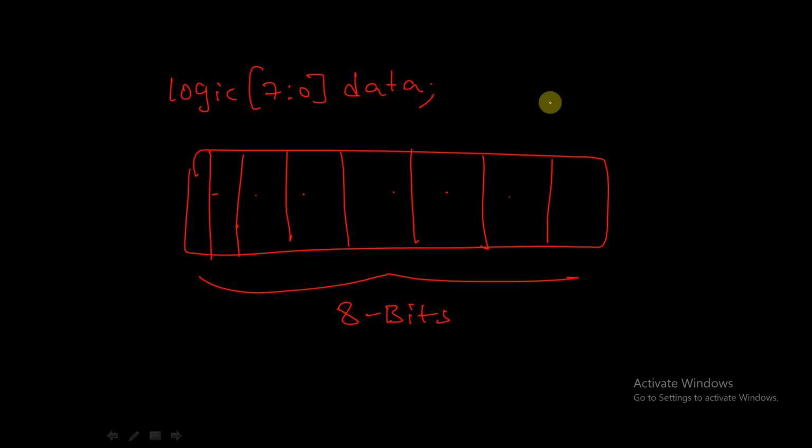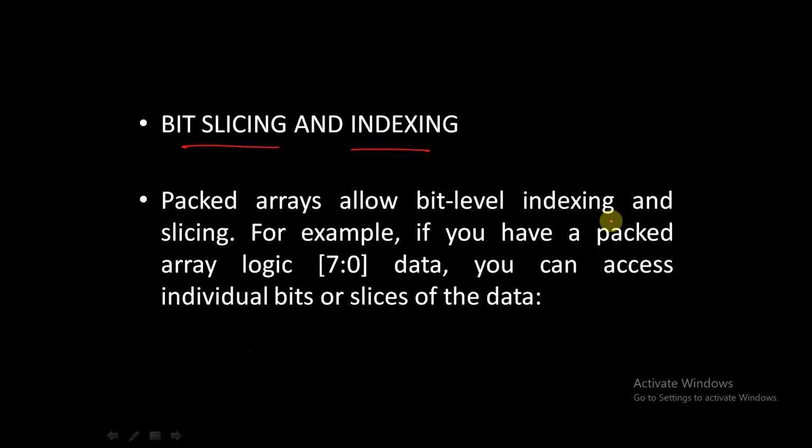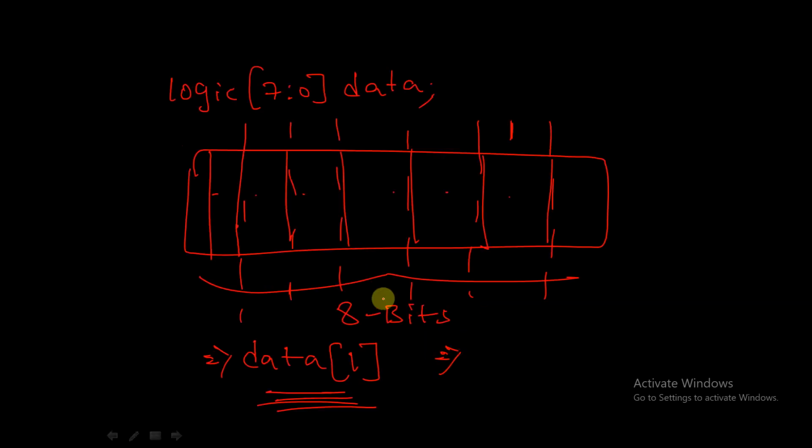If you want any particular bit, let's say the first bit, then you can simply write data of 1 and you can access the bit. You can basically slice the packed array, doing bit by bit slicing. Like this you can access any data. Or also, if you want a range, say from 8 down to 6, you can simply write data of 8 down to 6. Then you will get the bits which are present from 8 down to 6. That's it.